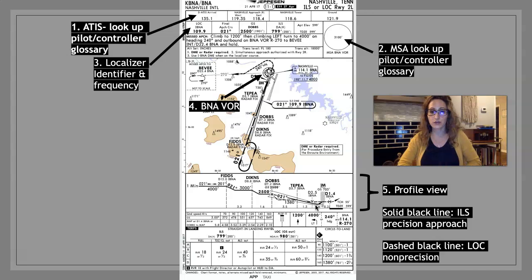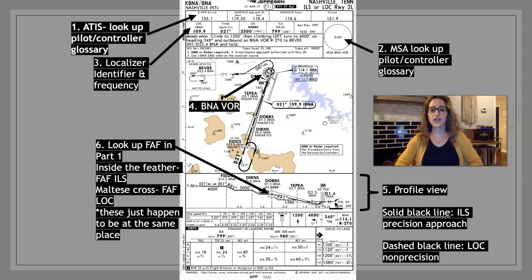So because that is more precise, the solid line is going to be your precision approach, which is your ILS. So this line right here is your ILS path. Right here is your localizer path, which is your non-precision.